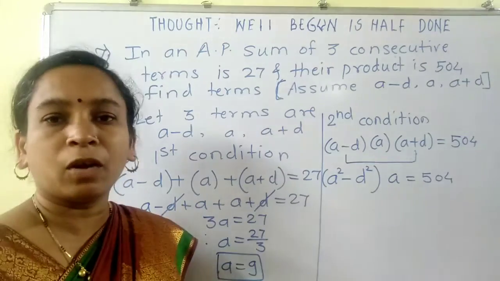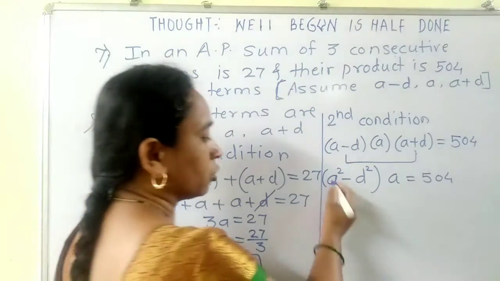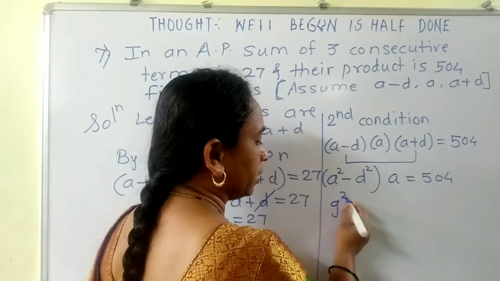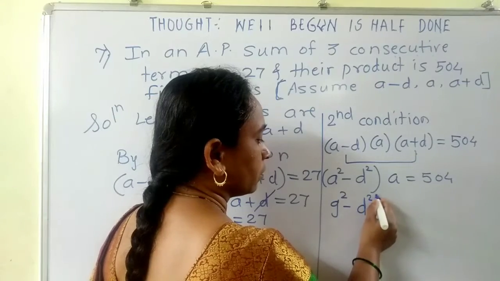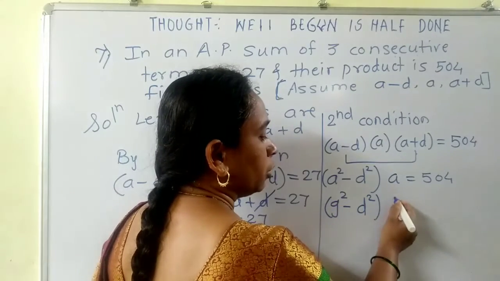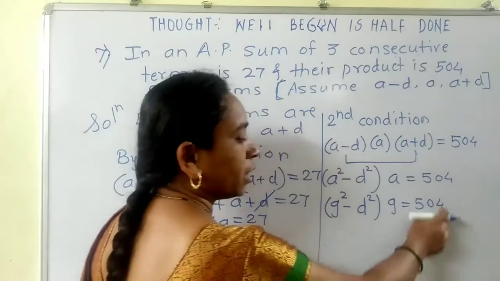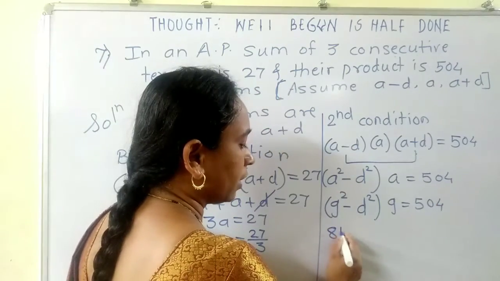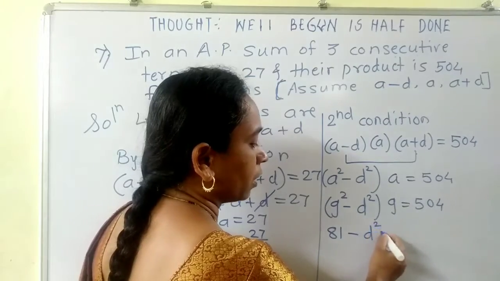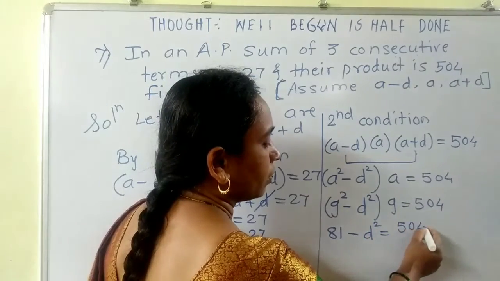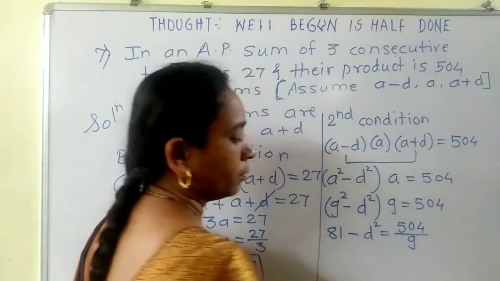Now we'll put the value of A. A's value is given, 9. So if you put it in this, I'll get 9 square minus D square into 9 is equal to 504. Transfer 9 to that side. Here I'll get 81 minus D square is equal to 504 upon 9.